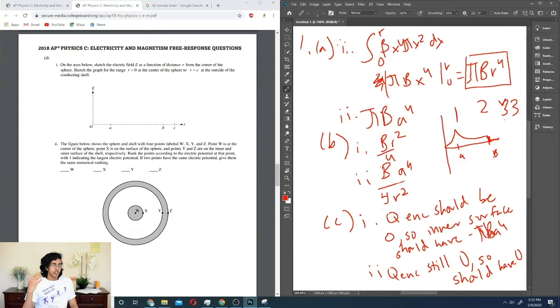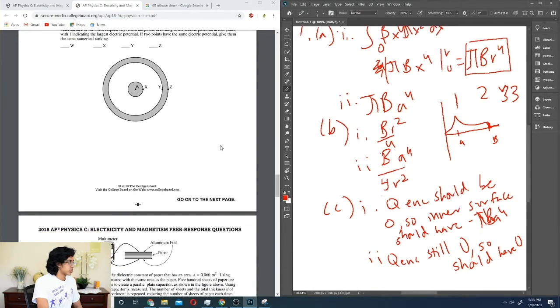Another way you could think about it is if you put a positive charge at W, it's going to push that charge out, and then it's still going to have a positive charge all within it, so it's going to keep pushing it out until it gets to the outside of Y, and then there'll be no force on it, but it'll keep going up. So this should be fine.